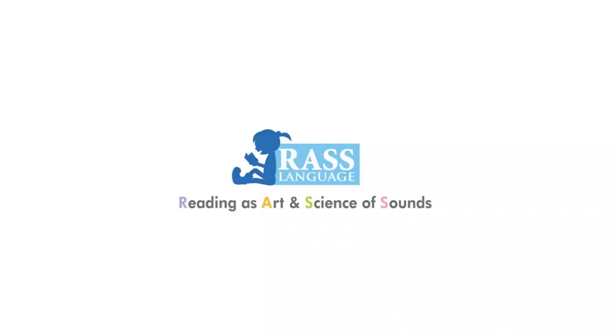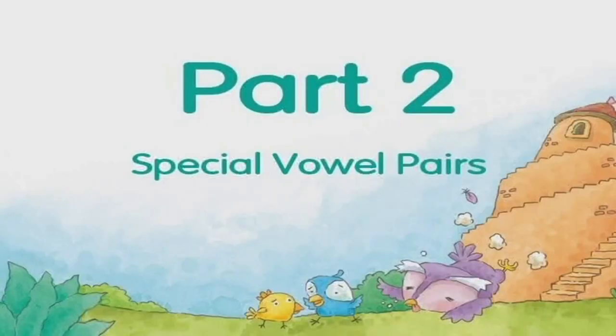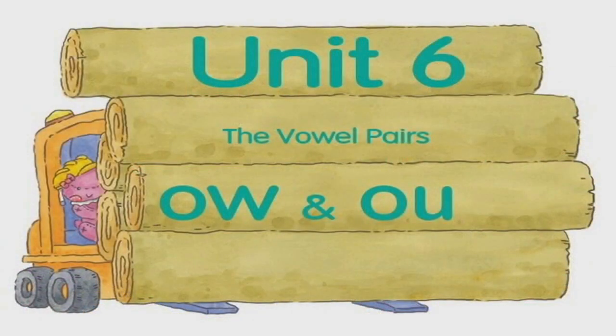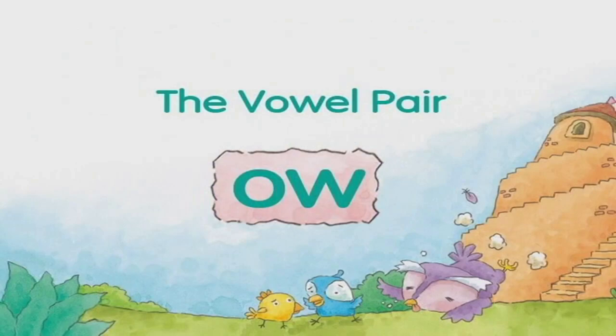RASS Language. Part 2. Special Vowel Pairs. Unit 6. The Vowel Pairs OW and OW. The vowel pair OW.